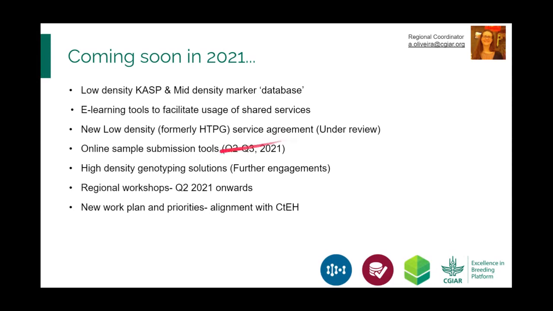Another key rollout for tools is this online sample submission tool. We expect the beta version to be available sometime mid-year of 2021. This is a collaboration with the EiB Gobi team, as well as the EBS members. This will be a generic tool serving all CG and NARS users to submit samples. And we do believe that this will be a very critical component to help us scale our shared services as more and more service users become interested and wanting to use the services.